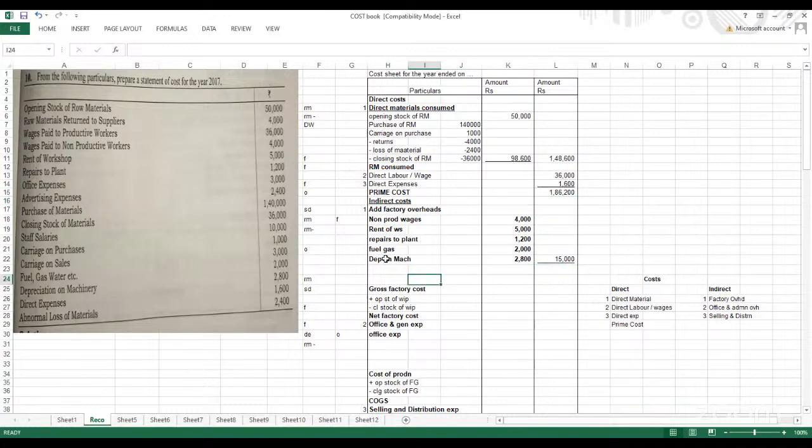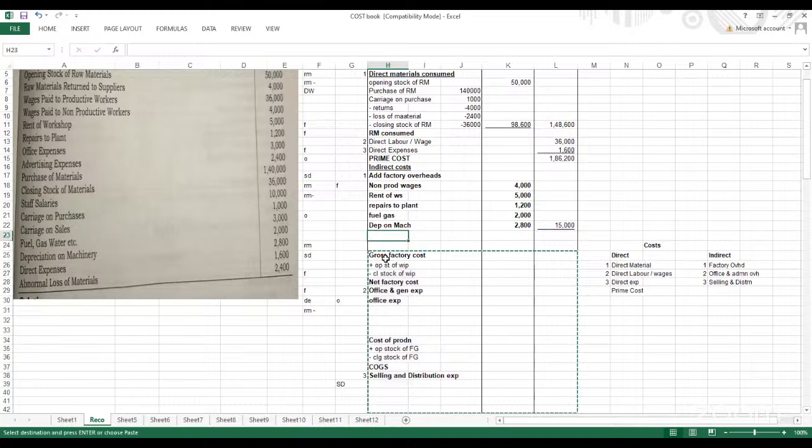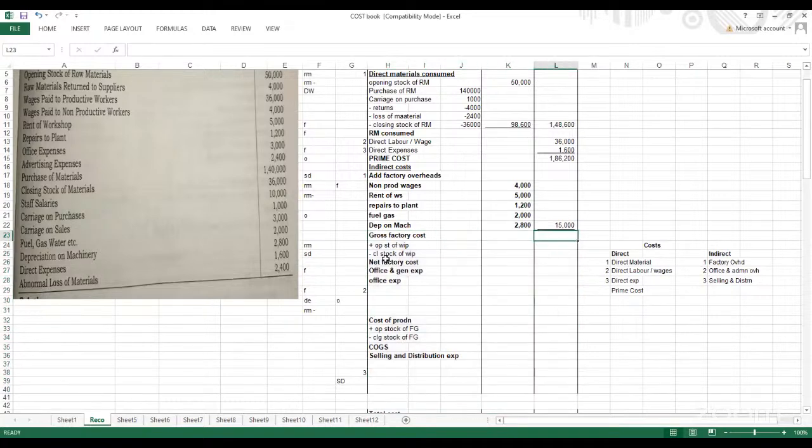Now I'll add this factory overheads amount to prime cost, and then I'll get gross factory cost. So 186,200 plus 15,000 will give me gross factory cost. See, in factory sometimes there is some work in progress which is not yet finished. So in a sum you may be given WIP opening and closing. If it is given, put the values. I think in this sum it is not given, so we'll just keep it at 0. So the same amount you will carry forward, 2,01,200. Is this clear?